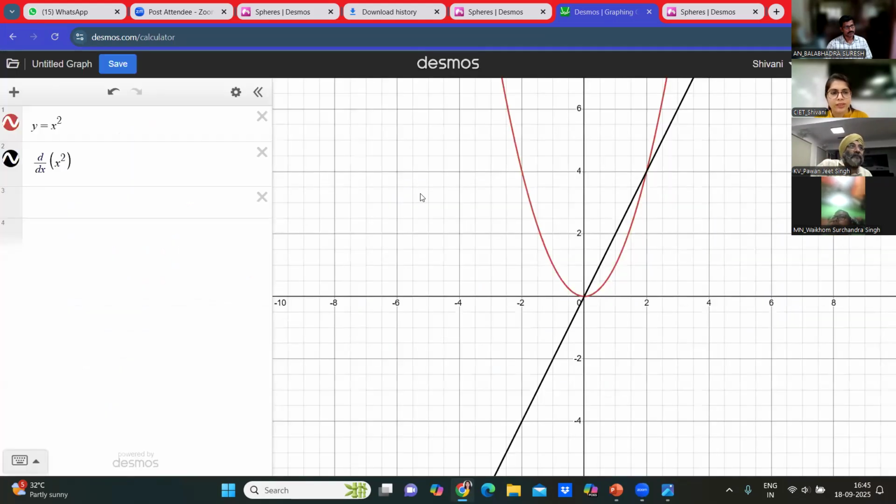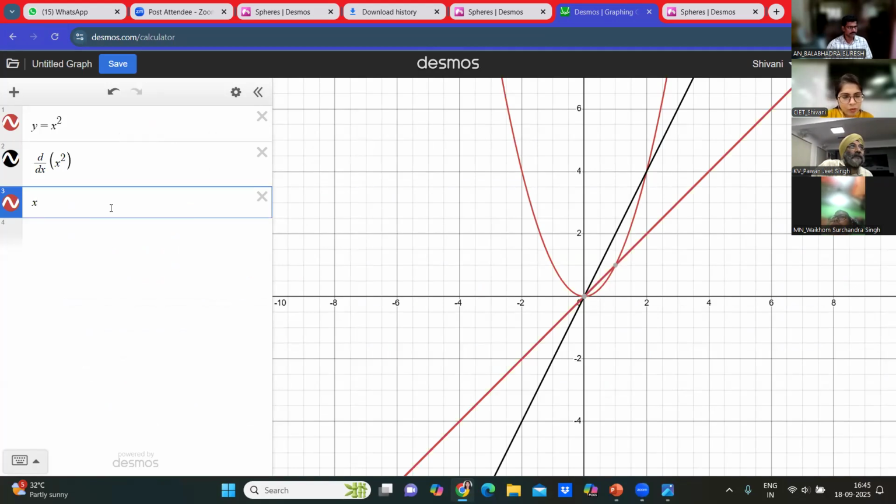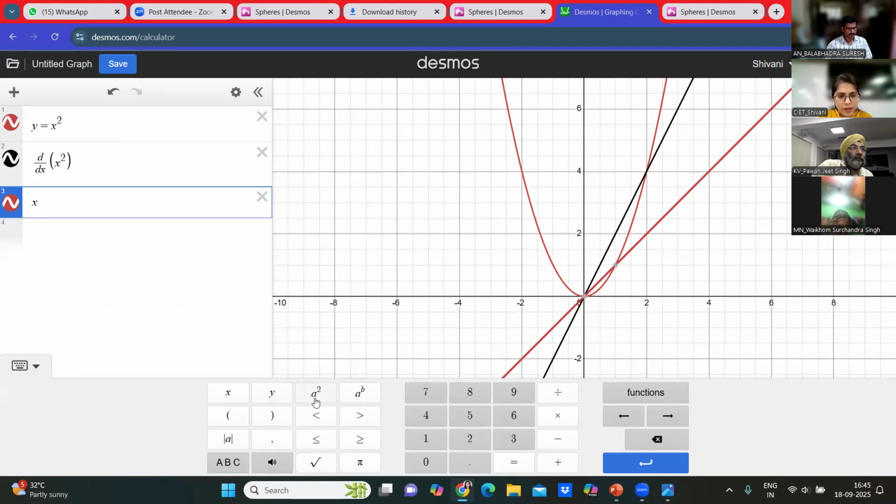Sir, first write x. Then there are two options. One is shift plus 6, then you can write x square. Otherwise, there is one tab, show keyboard, and you can write x square this way also. Okay.